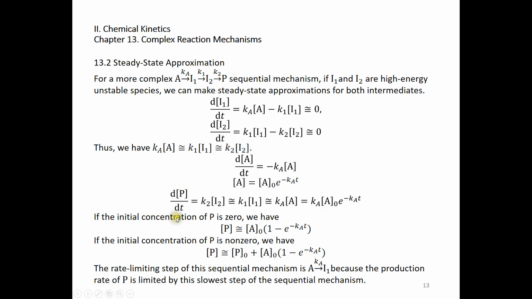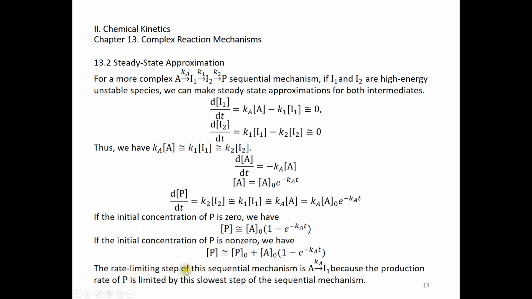If the initial concentration of P is 0, then P is just A naught minus A. Alright, because the expression of A is A naught times the exponential function, therefore P is A naught times 1 minus that exponential function. What if the initial concentration of P is non-zero? Then we need to include that P naught here in the expression. That's it.